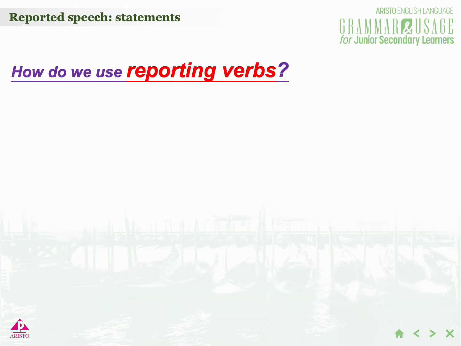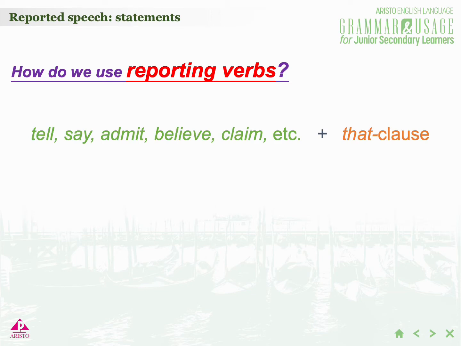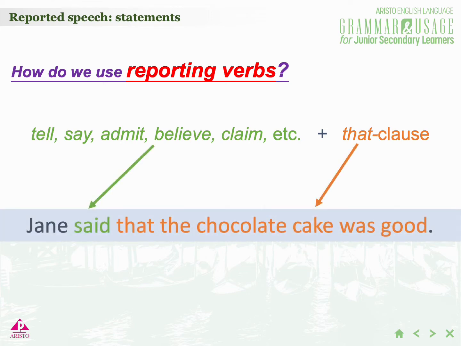How do we use reporting verbs? When we report what someone said, we usually use reporting verbs like tell, say, admit, believe, or claim. The reporting verb is usually followed by a that clause. Here is an example. Jane said that the chocolate cake was good. When we use a reporting verb, we usually use it in the simple past tense.